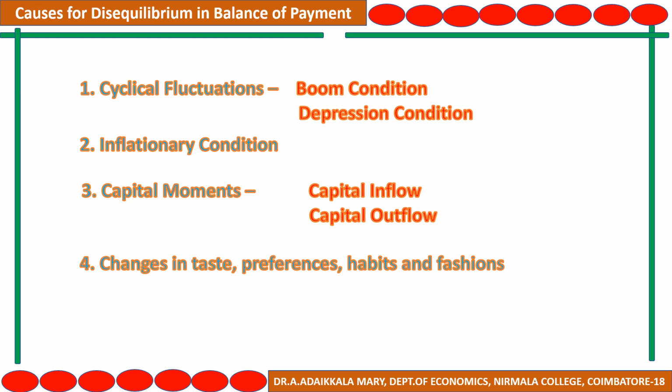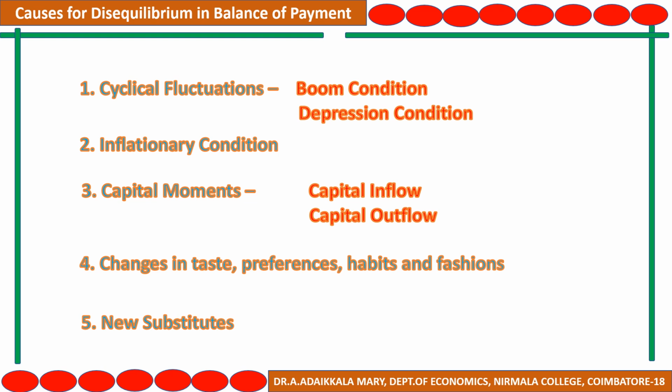The last one is new substitutes. Discovery of new substitutes will lead to fall in imports, leading to a favorable balance of payment. For example, discovery of synthetic rubber in India led to a huge fall in imports of natural rubber from Malaysia. So this led to favorable balance of payment for India.